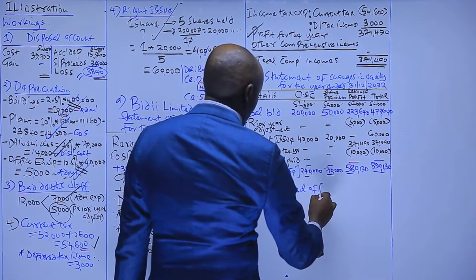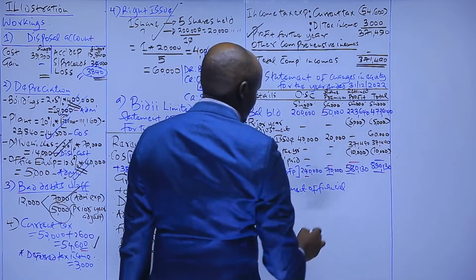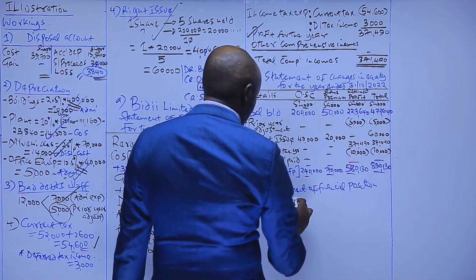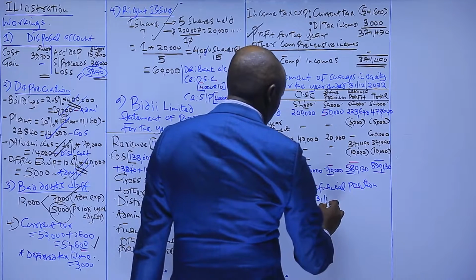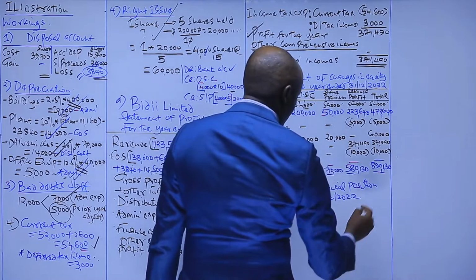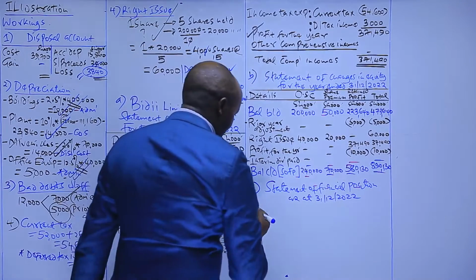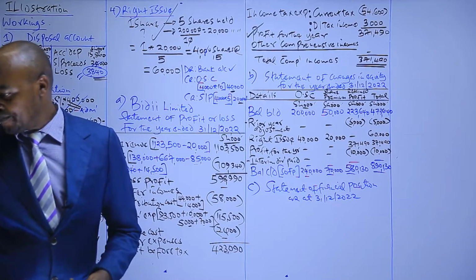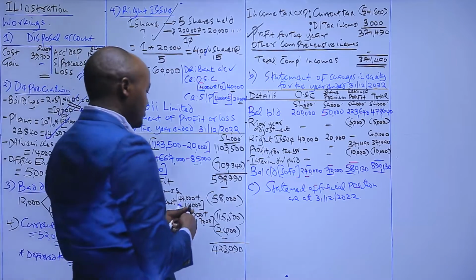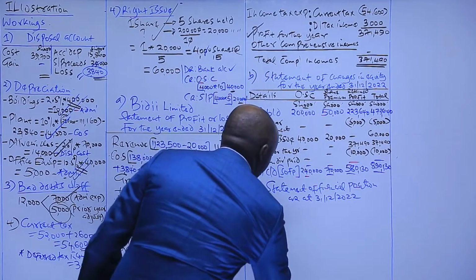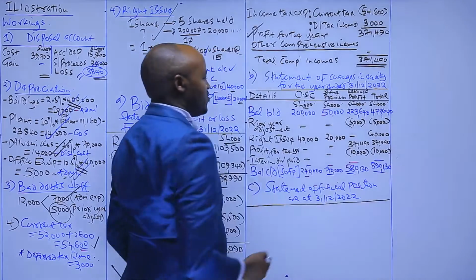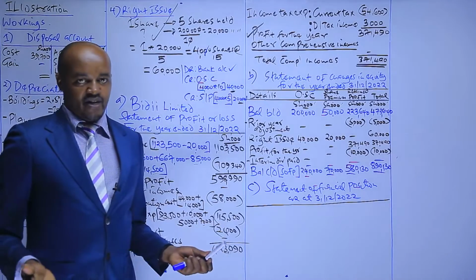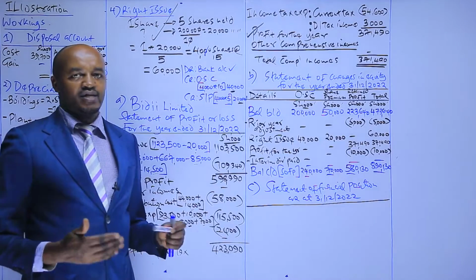Statement of financial position as at 31st of December 2022. So this is quite simple because we have most of the items to be included here. For example, we have all the items of what? Items of equity. So when preparing the statement of financial position here, we said we start with the assets.